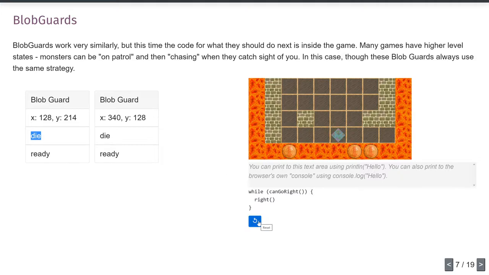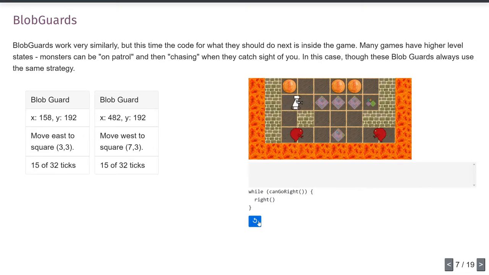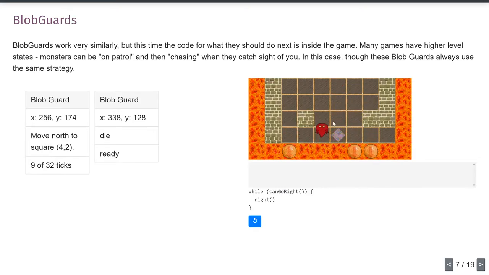Now, in lots of games, I said you might have the case where a blob guard is on patrol, like this one was just randomly going up, and another one that's trying to home in on the person's location. You might have transitions between them. In fact, for this one, I just set it up so that the blob guards always use the same strategy.